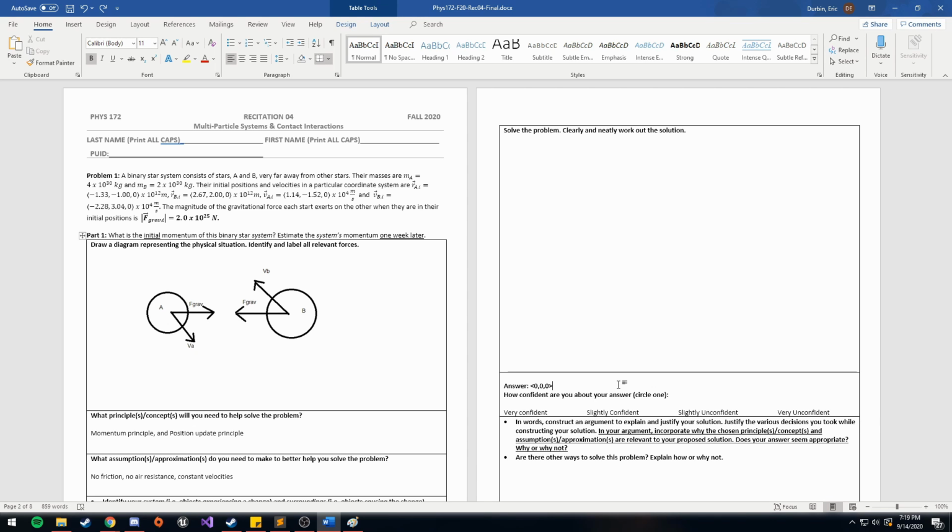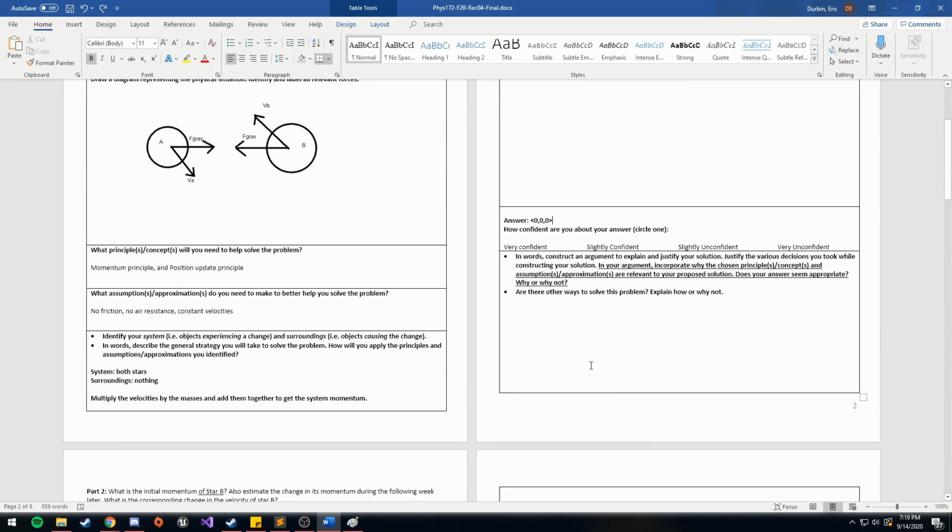So what are we gonna put for the last part where it's like construct your argument? I never know what to put for those. To justify the solution, just explain what Eric was saying, since they're both spinning in the same way but in opposite directions. Sorry, I'm explaining it badly. Whatever Eric said. So wouldn't it have an initial momentum of 0, and then just a momentum after 1 week of 0? Yes.